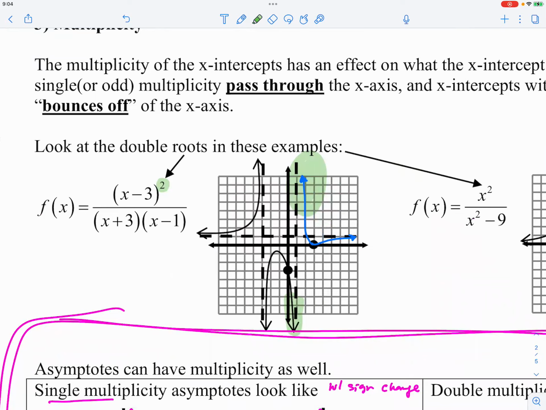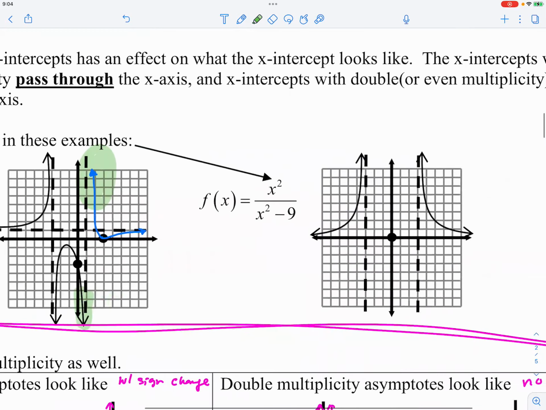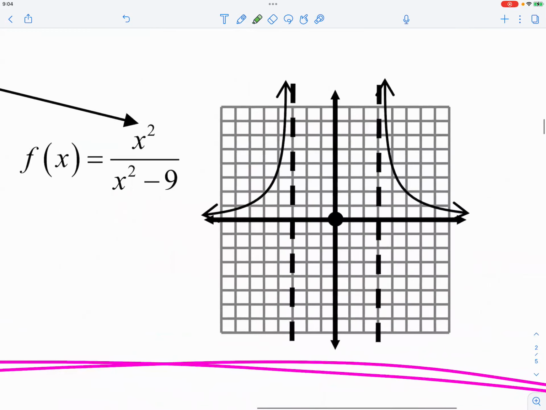And then same thing onto the graph next to it. If you see the square right here, we have an x-intercept at the origin. What's going to happen is it's going to go up and then come back down. That's how you know it's going to bounce, because of the appearance of the square.